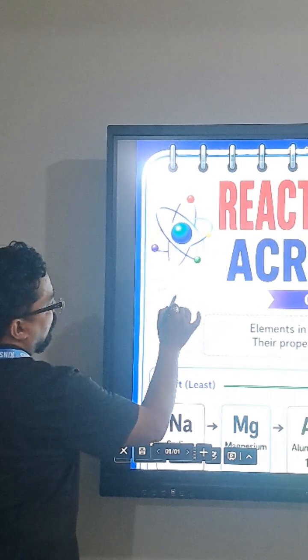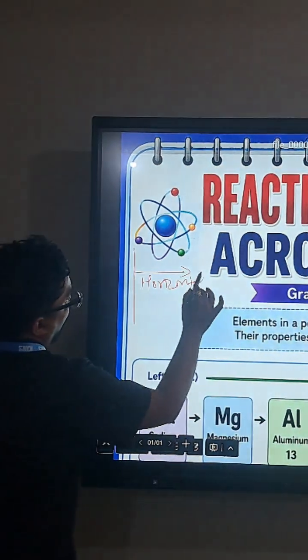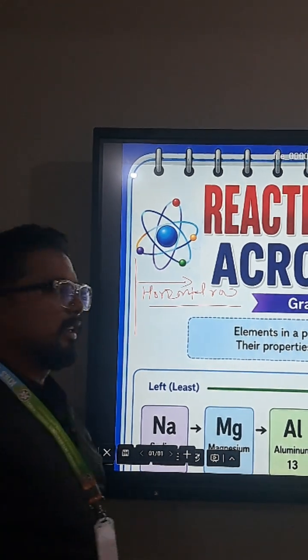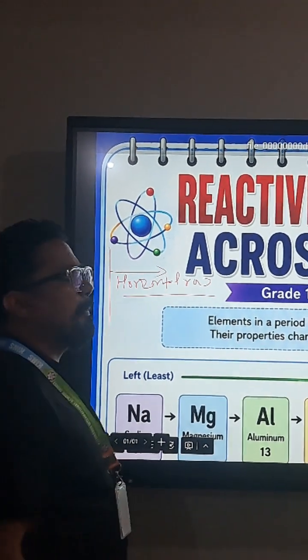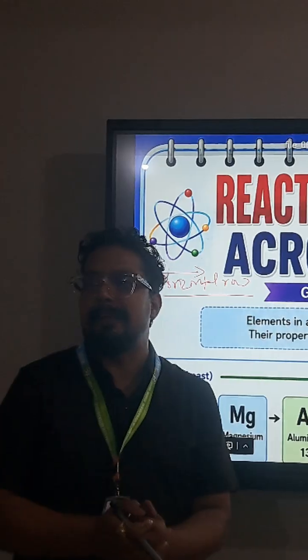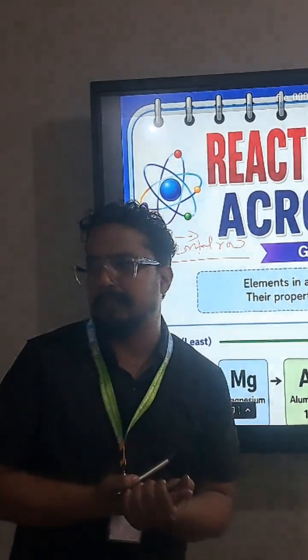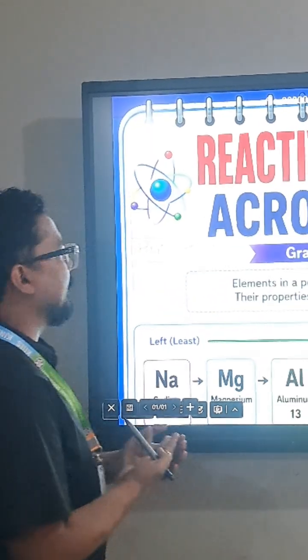This is what's that called? And how many horizontal rows are there? 7. So before this we have read the reactivity of elements in the group. Right now we are approaching toward the period. What happened in the period? Let's see here.